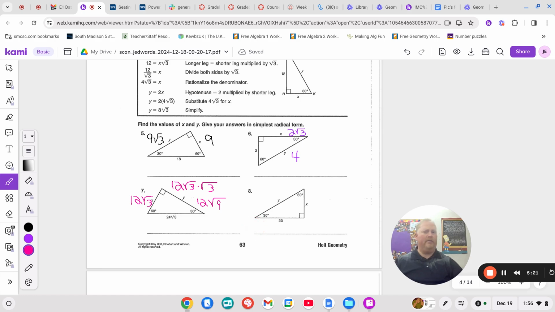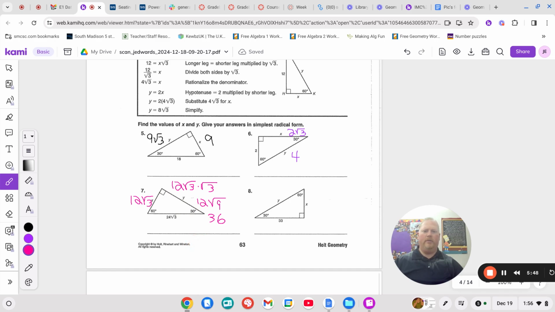Now hang on a second. We can do a little bit more with that. Square root of 9 actually turns out to be a whole number. So that's square root of 9 is 3. So 12 times 3 is 36. So in this case, the long leg, which is usually the odd man out of the group, ended up being 36.